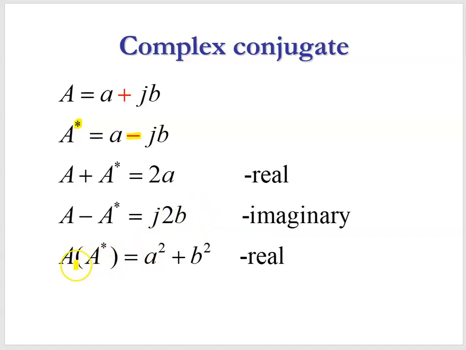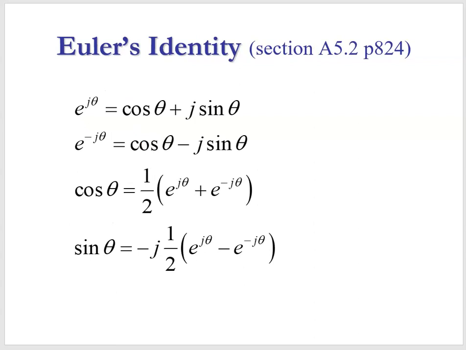If we multiply a complex number by its complex conjugate, then we also end up with a real number, and that's what we did in the last example of division. All right, so that's your complex conjugate. Make sure you understand what that is from the perspective of a complex number in rectangular form.